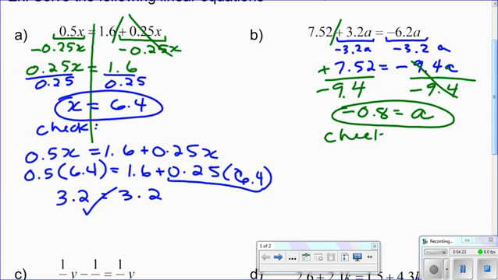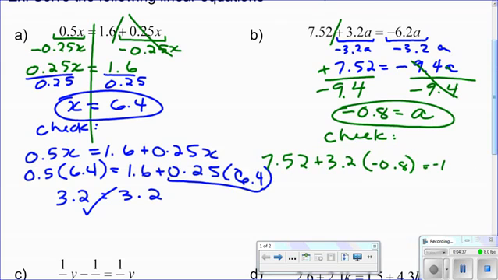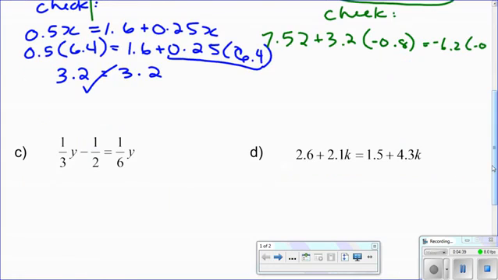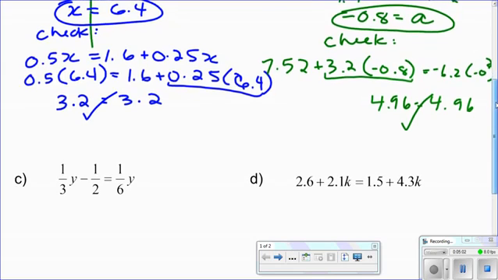Again, if I'm going to check, I need to substitute on both sides. So 7.52 plus 3.2 times negative 0.8 has to equal negative 6.2 times negative 0.8. Oh, running out of room. Okay. And so when we multiply, following BEDMAS, we're going to multiply, and then we're going to add, and I get 4.96 equals 4.96. So we're good. Same on both sides. So negative 0.8 is the correct solution for A.